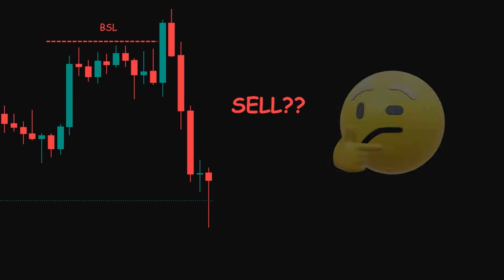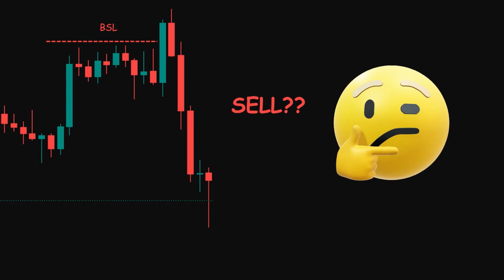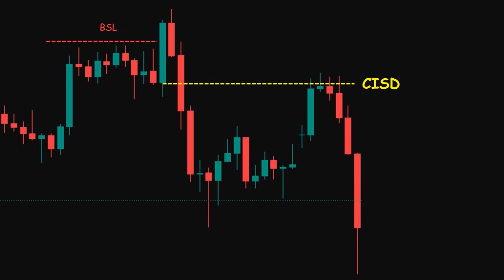You know that moment when you're watching the market and it feels like something big is about to happen, but you're still not sure if you should take the setup? Yeah, that hesitation usually comes down to one thing. You're not reading the change in the state of delivery, or CSD, properly. CSD shows you the exact moment the market actually shifts and becomes ready to deliver a real move.